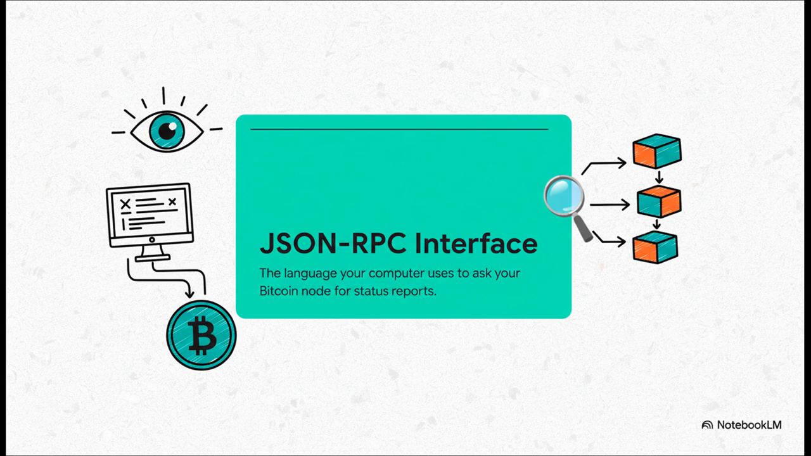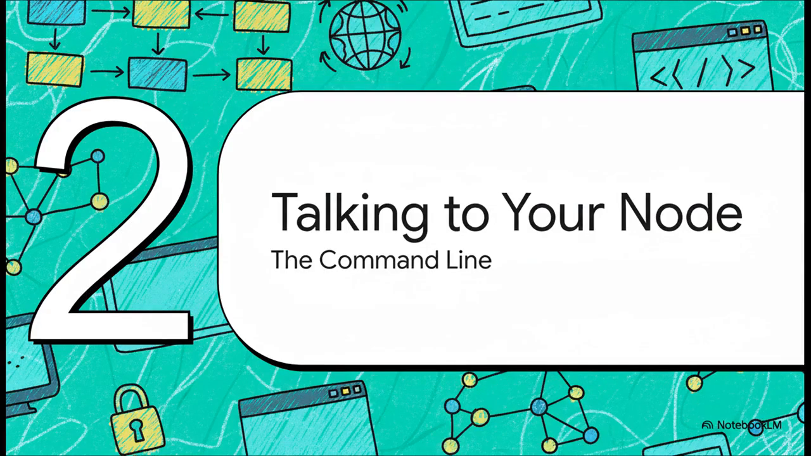Now, the technical name is a JSON RPC interface, but really, all you have to know is that this is how your computer asks the node, "Hey, what's going on?" and gets a status report back. So, how do we actually use this special language? Well, the great news is you don't have to be some kind of programming genius. You just need to open a direct line of communication. And believe me, it's way simpler than it sounds.